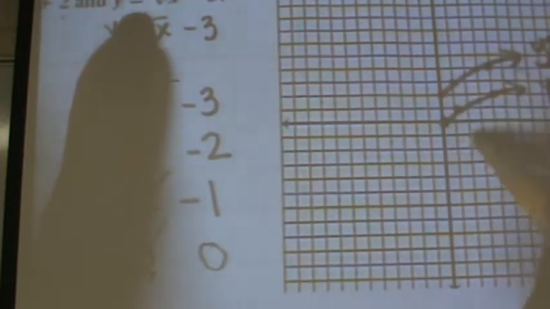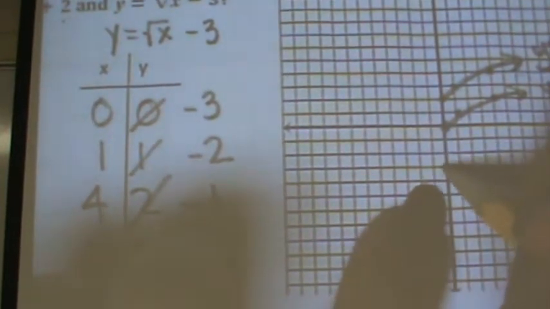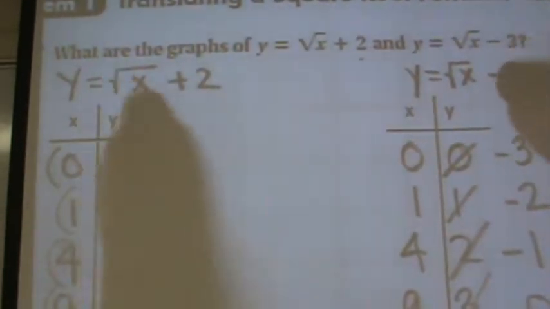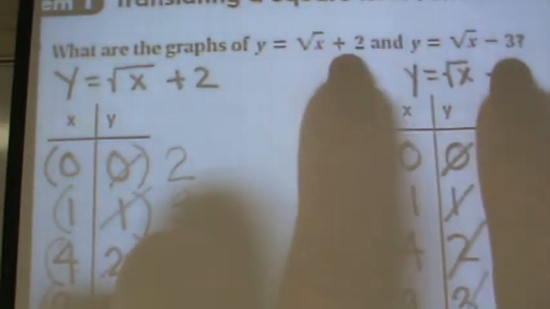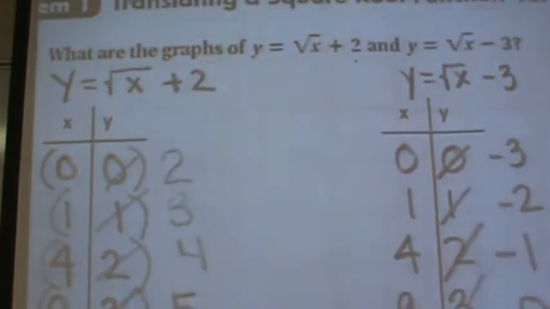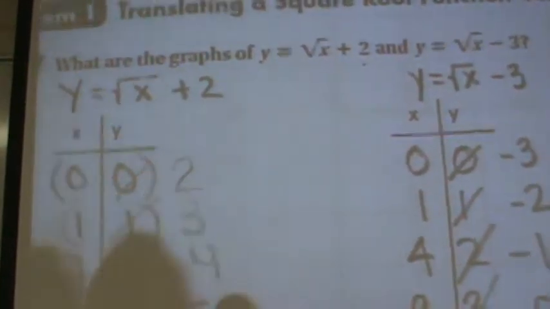And where is root x minus 3? It's 3 down. And right there. So this is y equals root x minus 3. So does everyone have this operation down? If you see a number outside of the radical, you're going to add or subtract that same number from the y values. Okay, now flip it over.